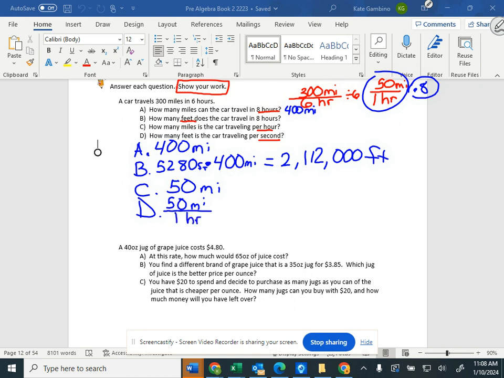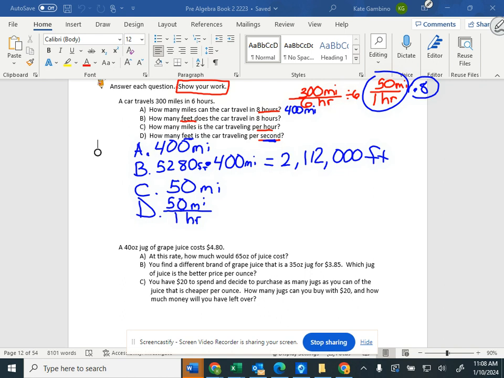How do I? 3,672. We have to convert both the miles to feet and the hour to seconds, because it says how many feet per second. So we know it's 50 miles per hour. How many feet per hour?